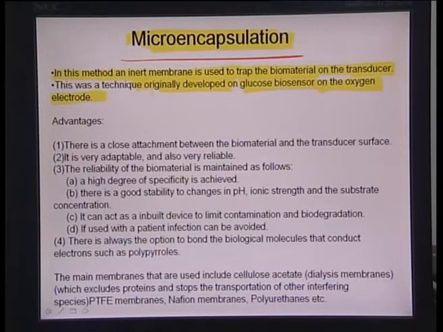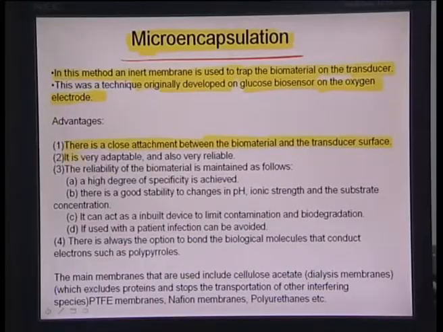There are several advantages of the microencapsulation process. One definite advantage is that there is a close attachment between the biomaterial and the transducer surface. You can think of this membrane as holding the biological entity very close to a certain surface, which provides a firm binding mechanism and closeness of the entity to the sensor surface. It is definitely a much closer attachment than, let us say, adsorption, where the material may just randomly adsorb on a surface without taking care of any textural issues of the surface.